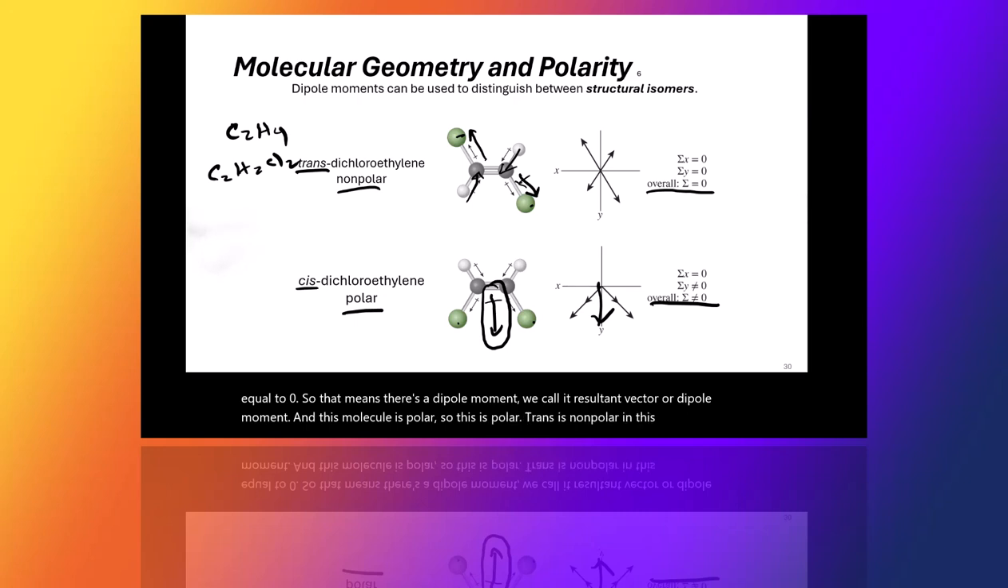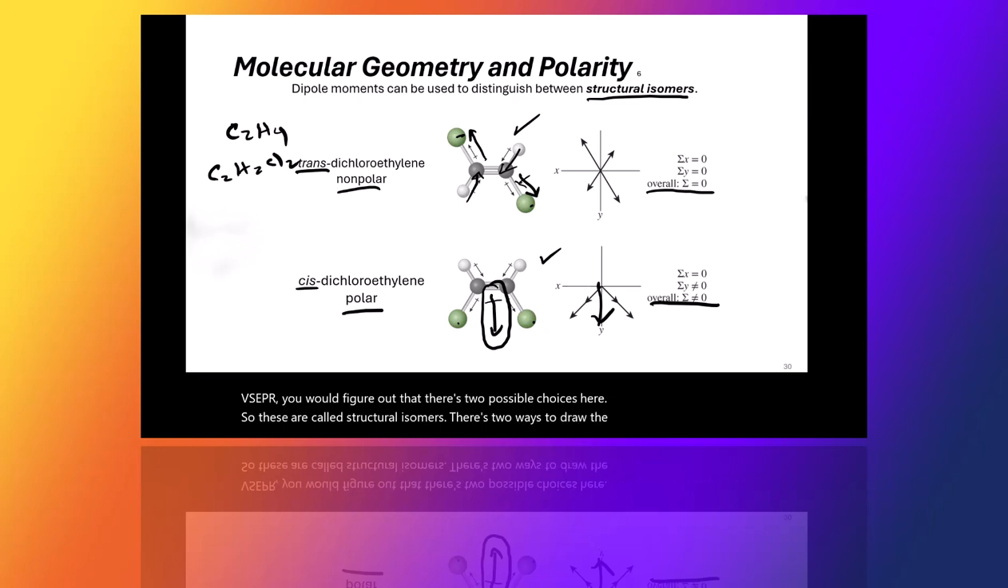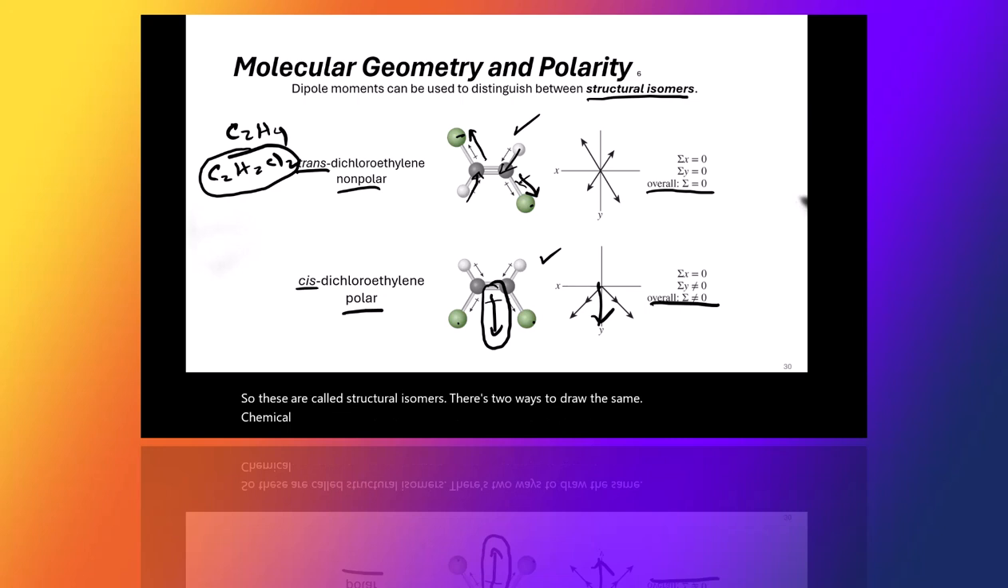And you say, how am I supposed to know this? Well, when you draw the Lewis structure and then the VSEPR, you would figure out that there's two possible choices here. So these are called structural isomers. There's two ways to draw the same chemical formula. Structural isomers. Two ways to draw the same thing.